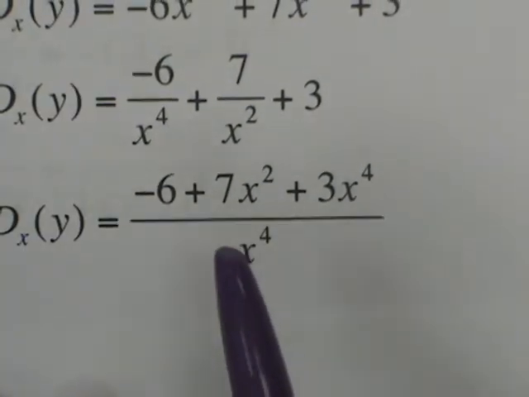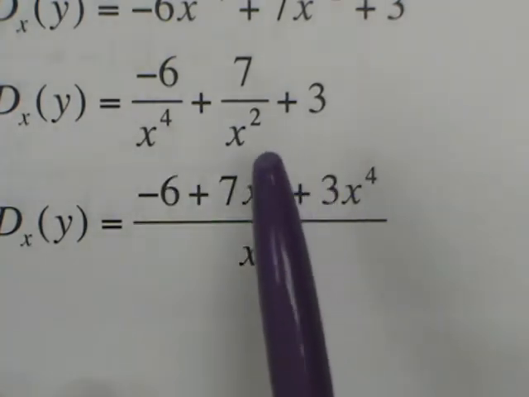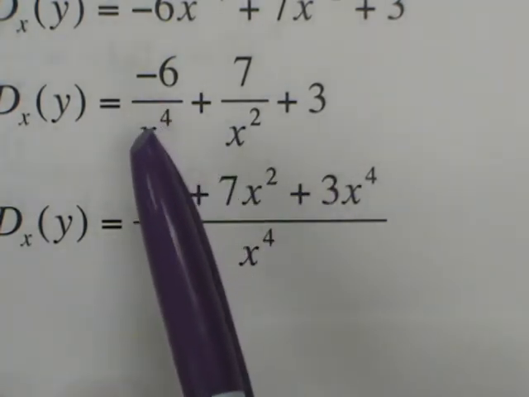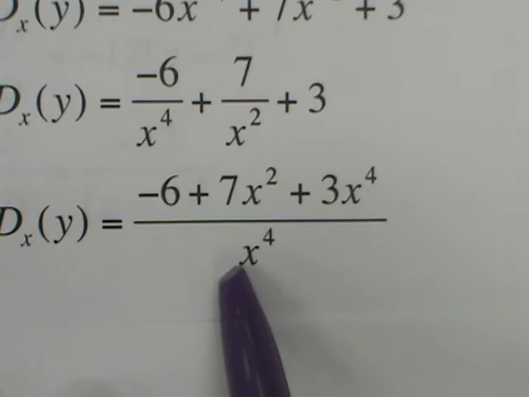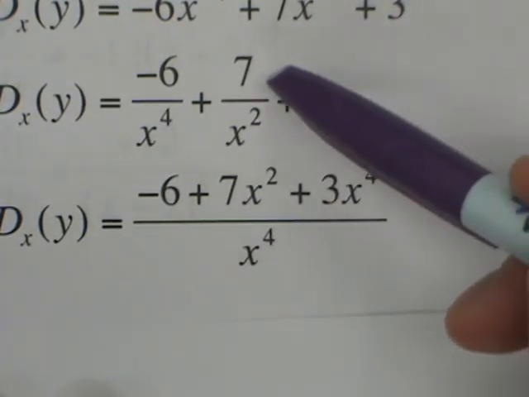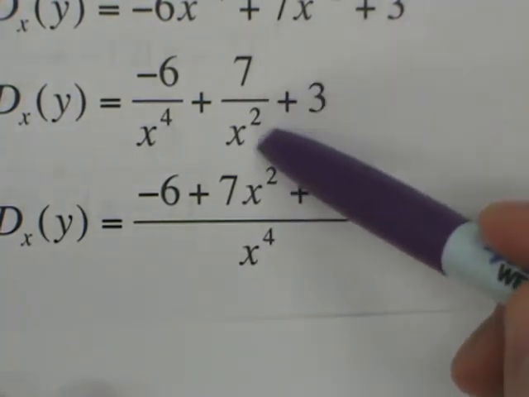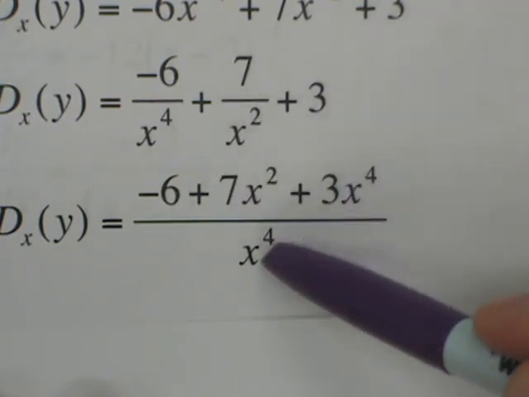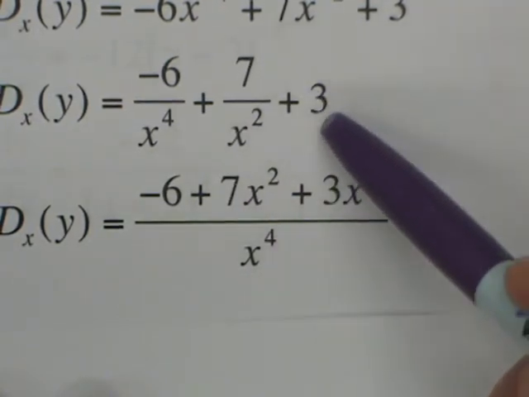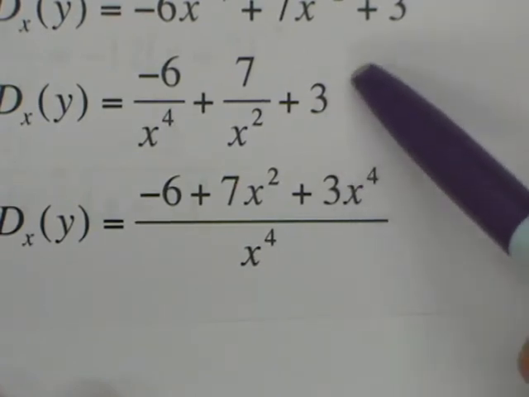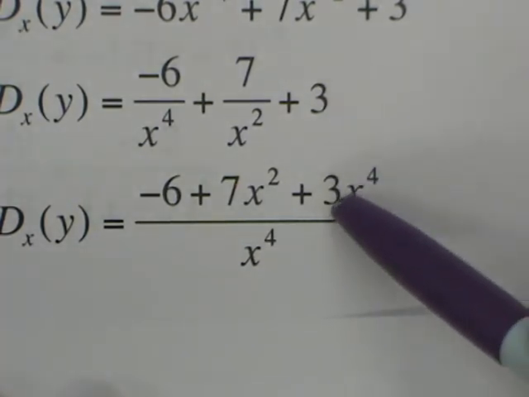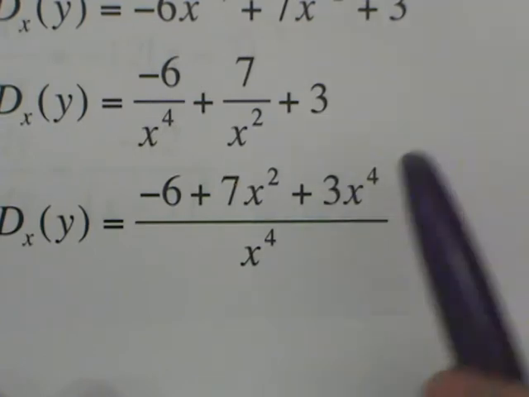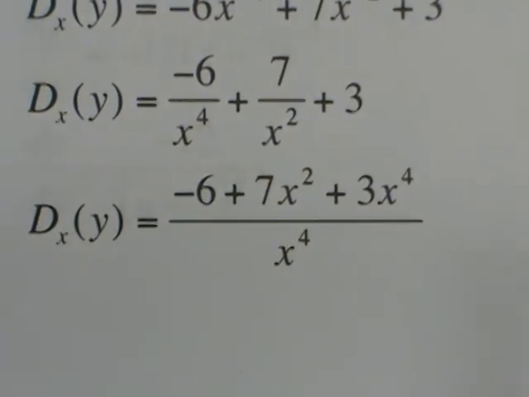As we take it a step farther, what we look for is a common denominator. So the first term would be our common denominator because we have the x to the fourth. That means the second term I'd have to multiply top and bottom by x squared. And that produces 7x squared over the common denominator of x to the fourth. And for the third term, we'd have to multiply top and bottom by x to the fourth. That's why this becomes 3x to the fourth over x to the fourth. And there's our derivative.